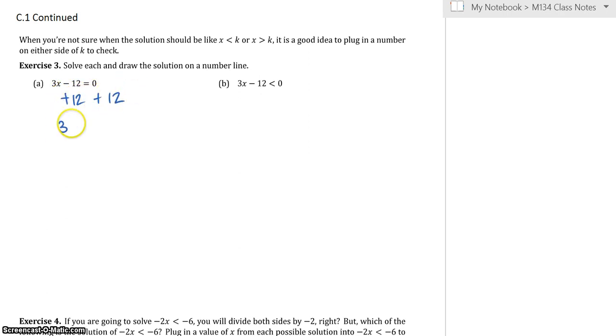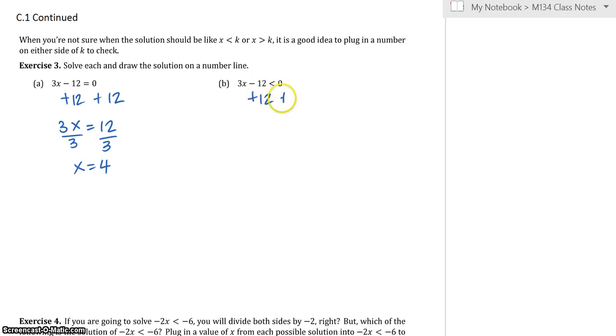This is from the last chapter. And divide by 3. And the answer is 4. So as we saw before, we can do the same thing. We can solve for x using all the properties with an equal sign. It's just we have that extra rule. If we multiply or divide by a negative, we flip the inequality.